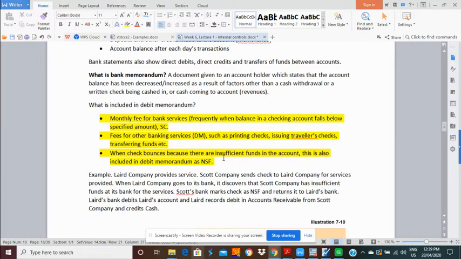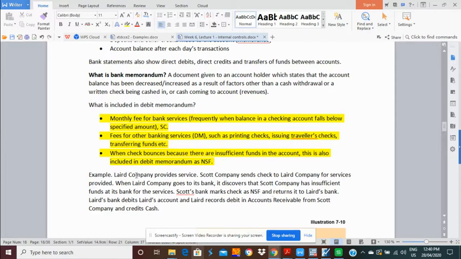So what does it mean? Non-sufficient funds. So Scott company sends the check to Laird company. Then Laird company will take this check and go to its bank. The bank will try to get money from Scott company and will discover that Scott company has insufficient funds. So therefore, the bank will mark the check as NSF, having non-sufficient funds, and will return it to Laird.